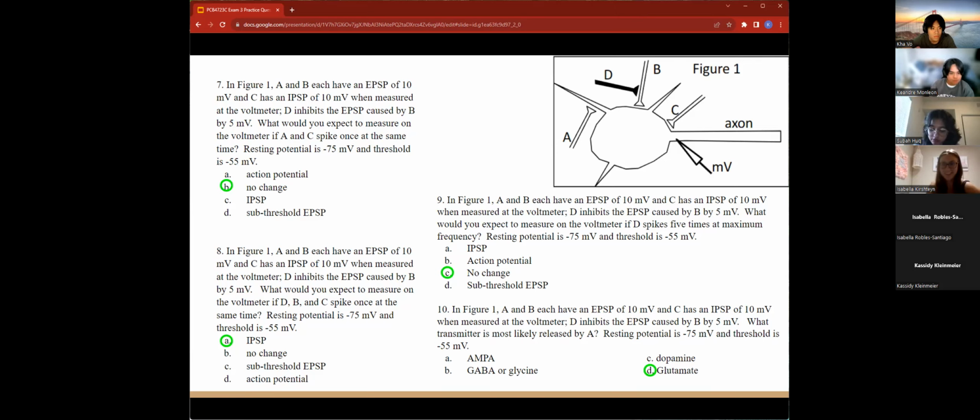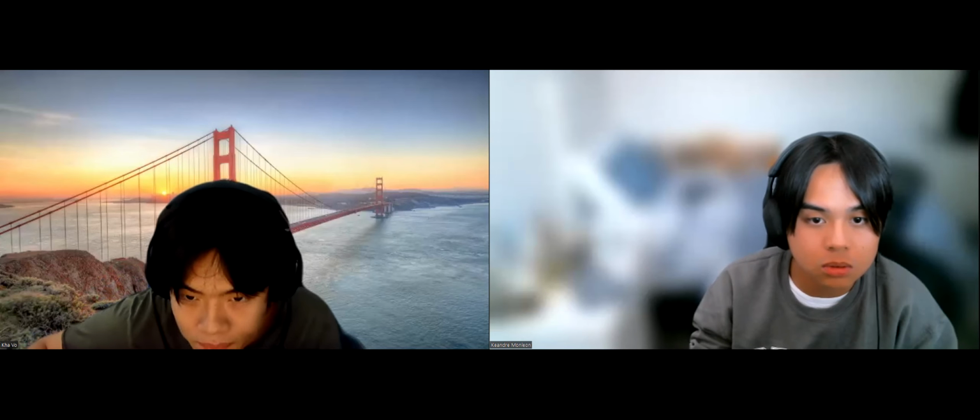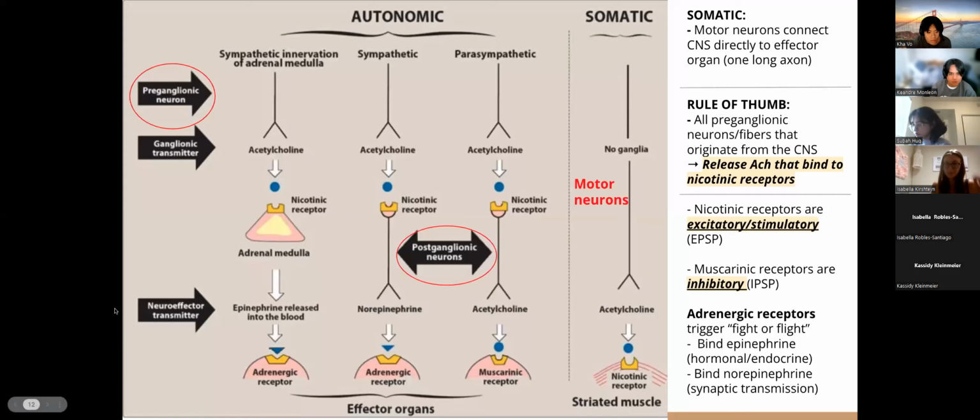Any questions? I could probably share my screen for this part. All right. Can everyone see my screen?